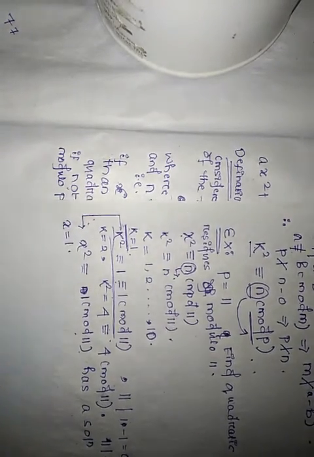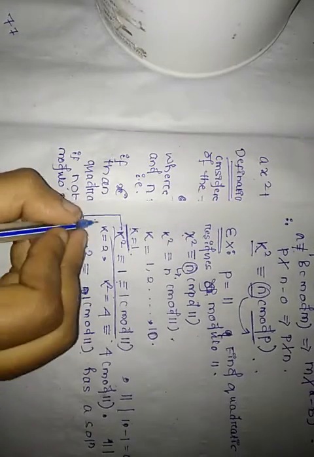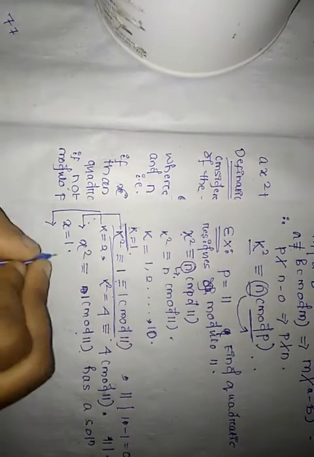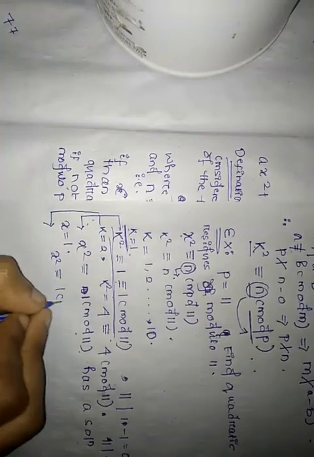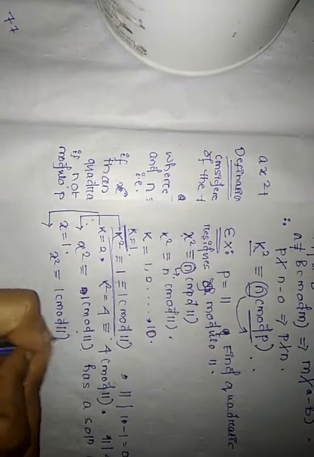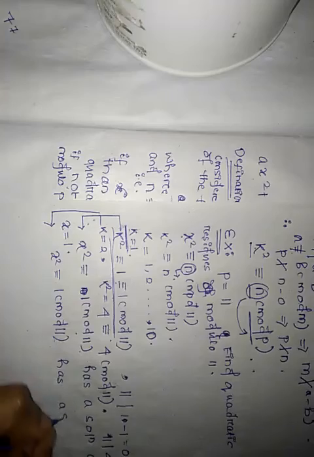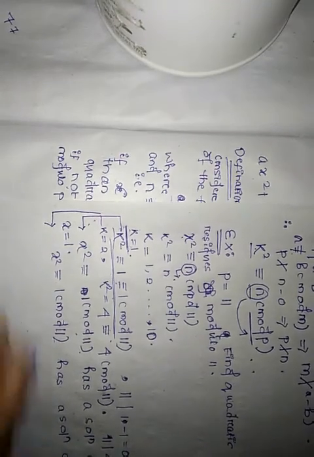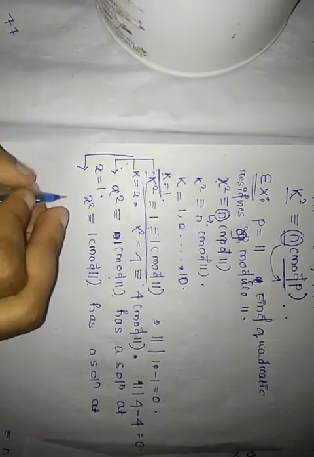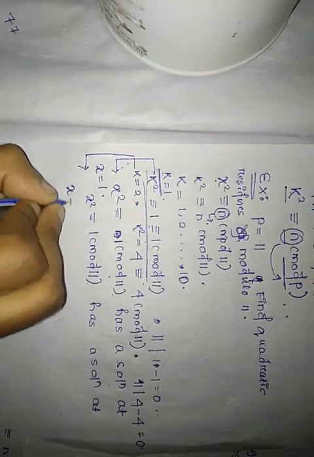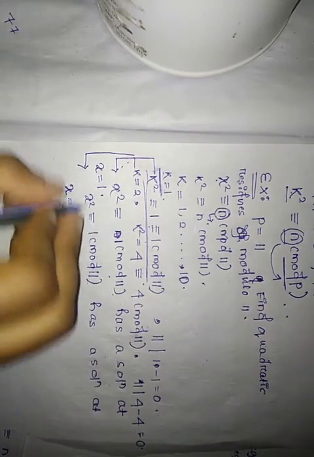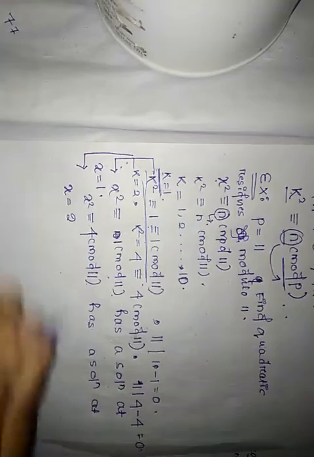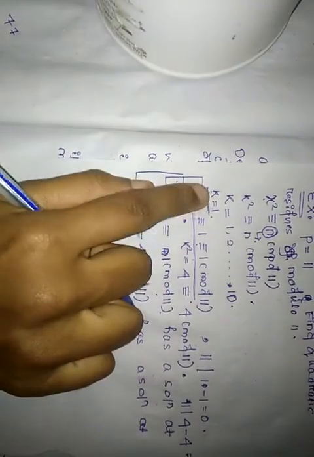x squared is congruent to 1 mod 11 has a solution at x equal to 1. Okay. Similarly, from the second one, we are clear that x squared is congruent to 4 mod 11 has a solution at x equal to 2. So we're going to verify all this by taking k equal to 1 up to 10.